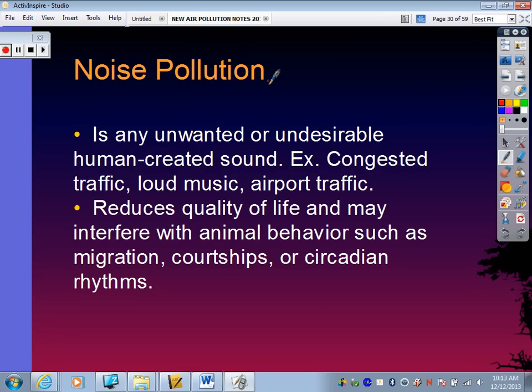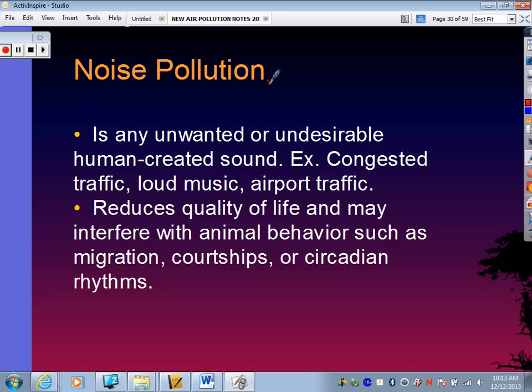Okay, and the last slide here is noise pollution. Noise pollution is a type of pollution. It just says it's any unwanted or undesirable human-created sound. Some examples of this would be traffic, loud music, airport traffic. This can reduce human quality of life and also animal quality of life. It can influence animal behavior, such as their migration routes, courtship behaviors, their circadian rhythms, like your biorhythms when you wake and when you sleep, those sorts of things.